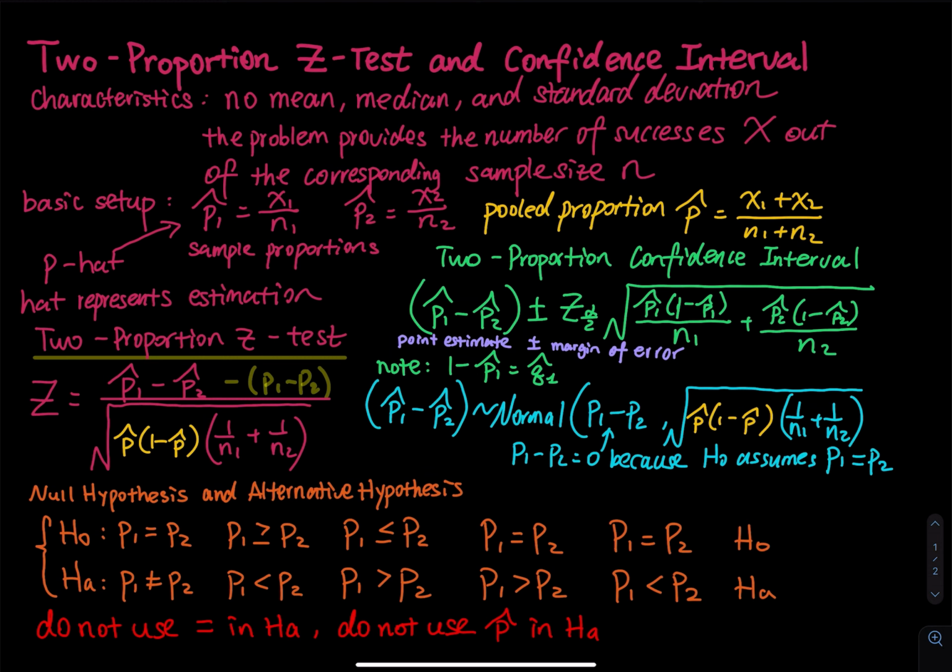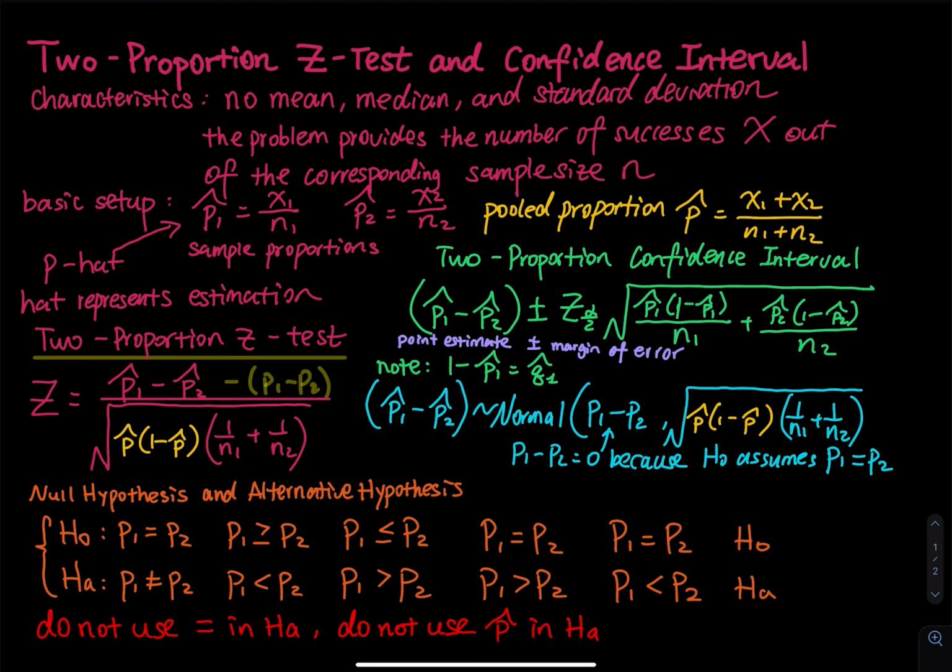So the basic setup is you set up two proportions and put them in fractions, one for P1 hat and one for P2 hat. For P1 hat and P2 hat, we take the number of successes divided by the sample size. The reason I use P hat is that in statistics, the hat stands for estimation. Why do we use estimation? Because a sample is an estimation of the population. So the sample proportion is an estimation of the population proportion. We are trying to use P hat to estimate P. We are trying to use a sample to study the population. So that's why we have a P hat.